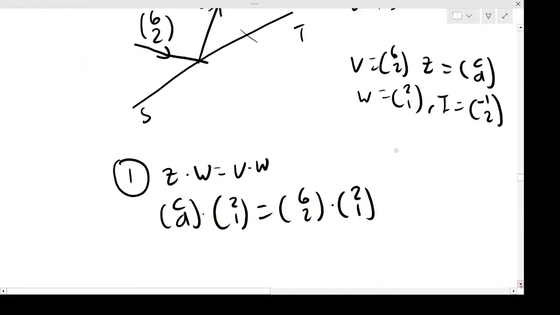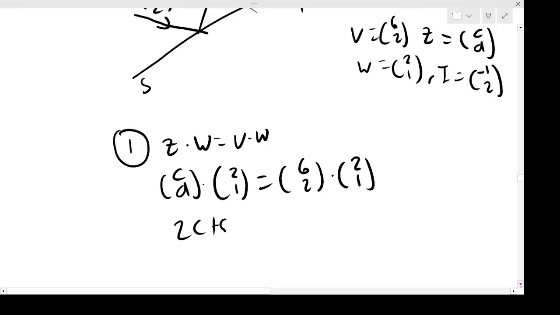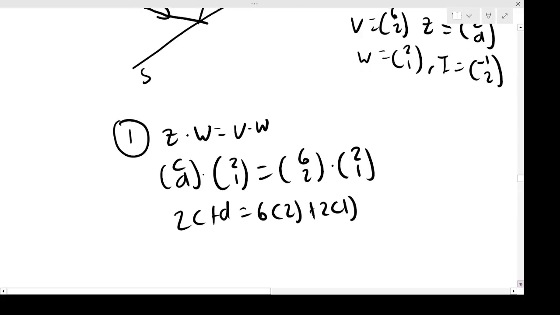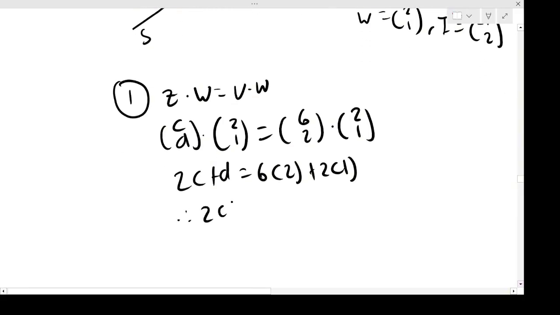So it's going to be 2C add D. It's going to be 6 lots of 2 add 2 lots of 1. And so we get 2C add D, that's going to be 14, when we simplify. So hopefully happy with that.